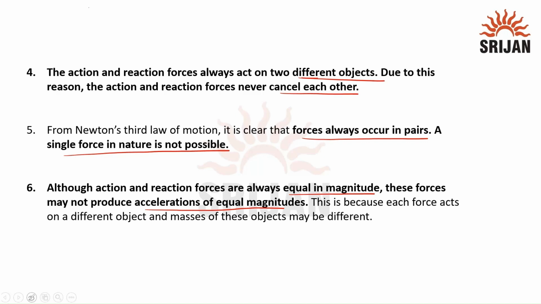Let me explain this point mathematically. We have seen the relation F equals ma, and if we rearrange this relation, we can write it as acceleration equals force divided by mass. So even if the force is the same, the mass may be different, and that is why accelerations can be different.